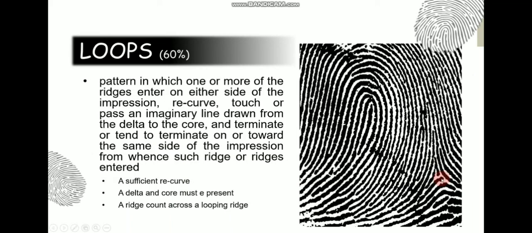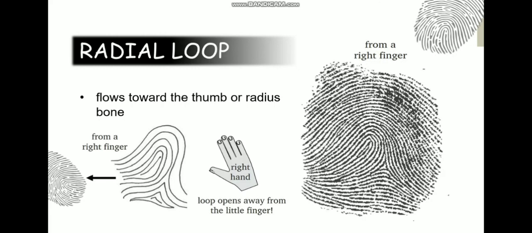Loops: a pattern in which one or more of the ridges enter at either side of the impression, recurve, touch or pass an imaginary line drawn from the delta to the core and terminate or tend to terminate on or toward the same side of the impression from which such ridge or ridges enter. The three classifications of loops require a sufficient recurve, a delta and core, and a ridge count across a looping ridge. So radial loop flows toward the thumb or radius bone.